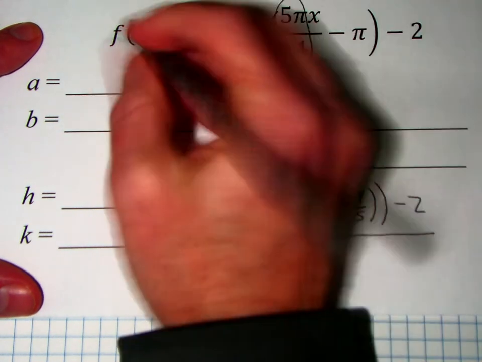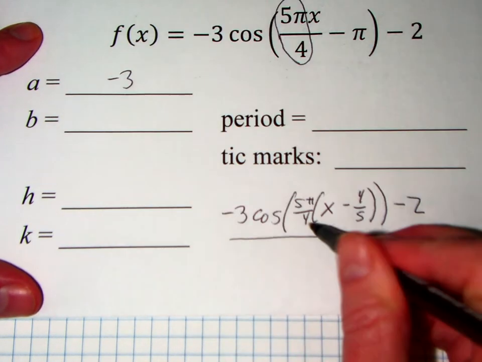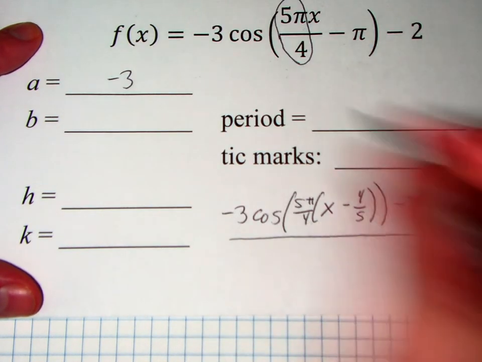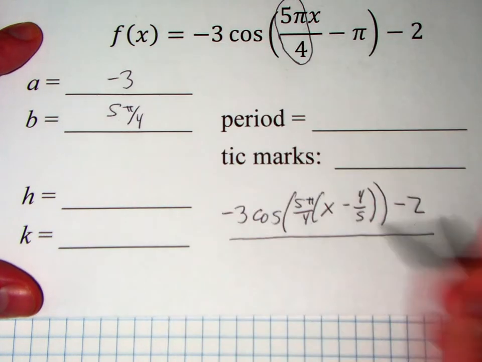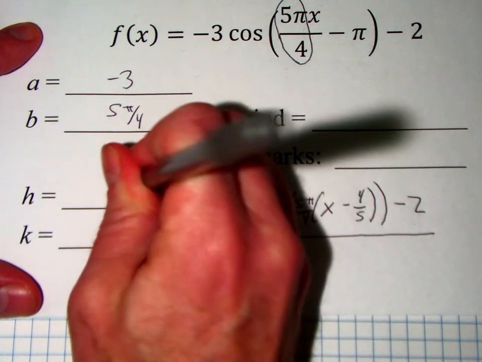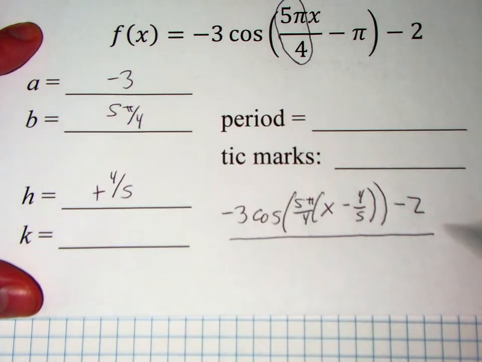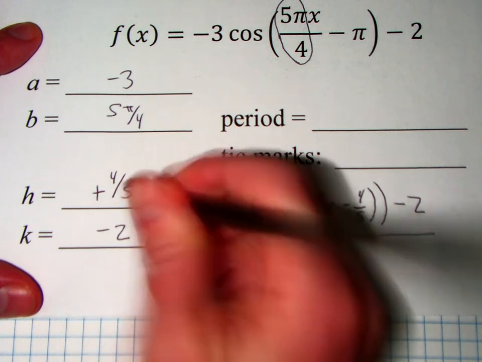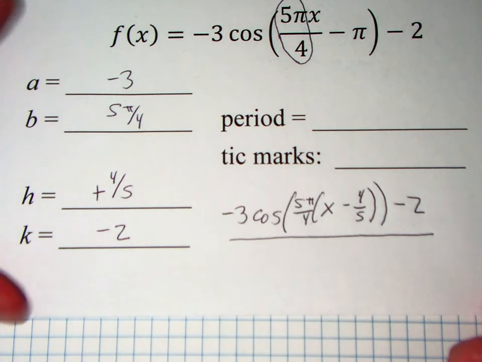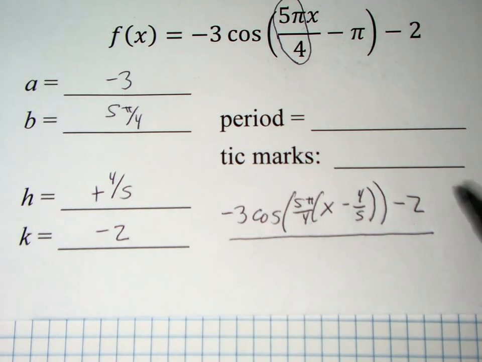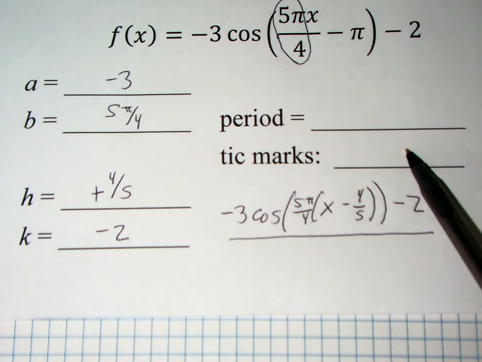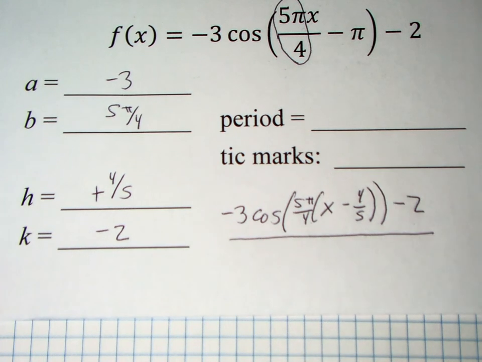Still my a is -3. My b is 5 pi over 4. My h is +4 over 5. And my k is -2. So at this time, if you got stuck just on that one step, go ahead and pause the video again. Find your period, find your tick marks, and then go ahead and start graphing, finding your starting point in the graph.